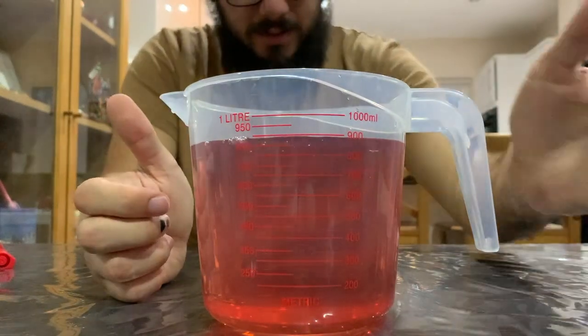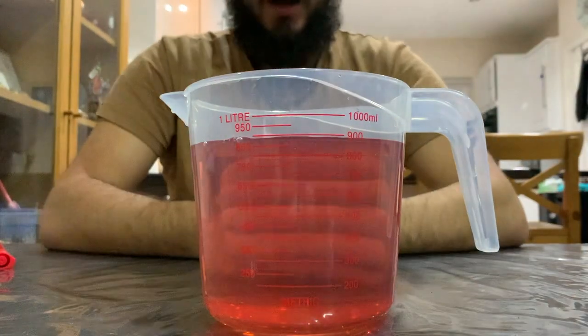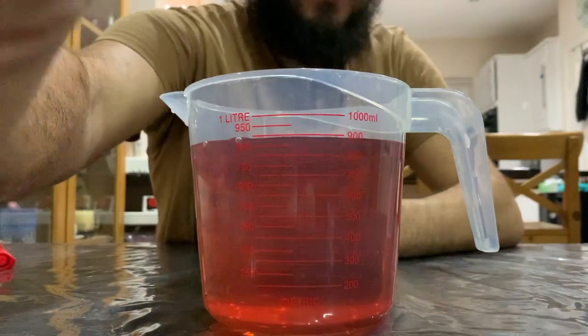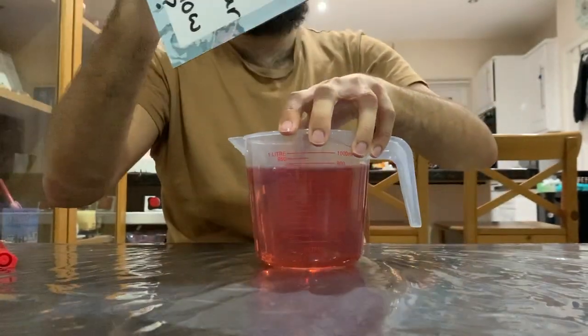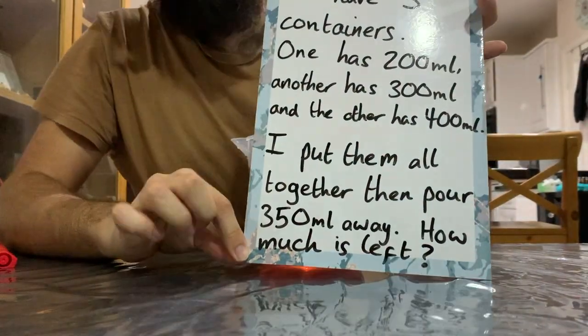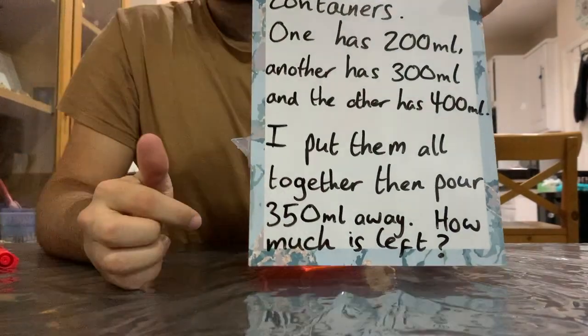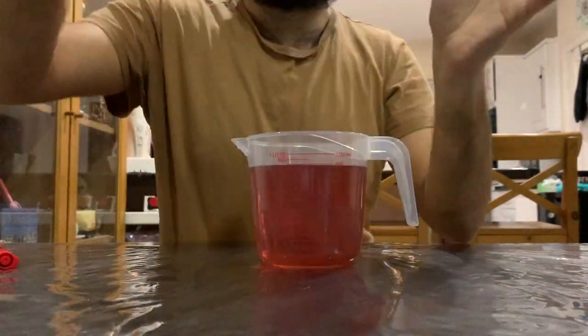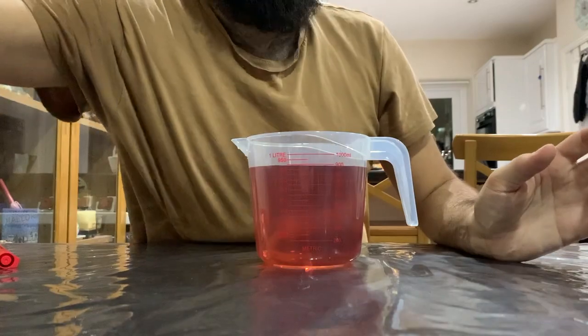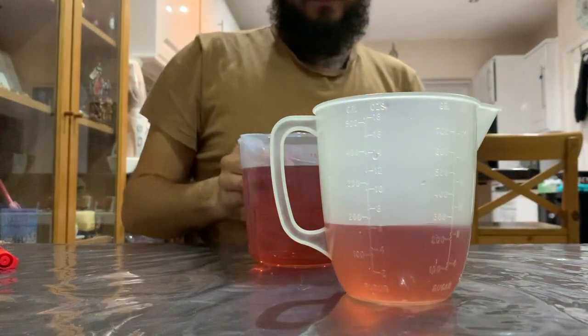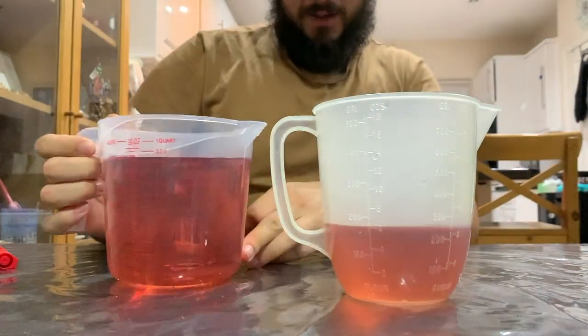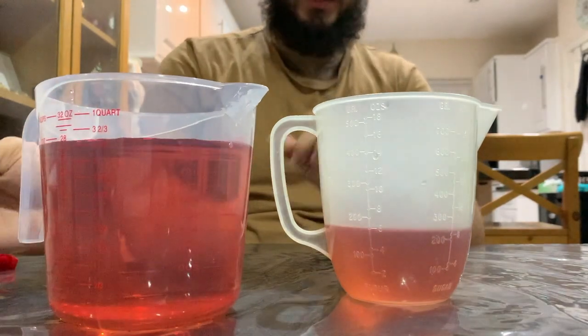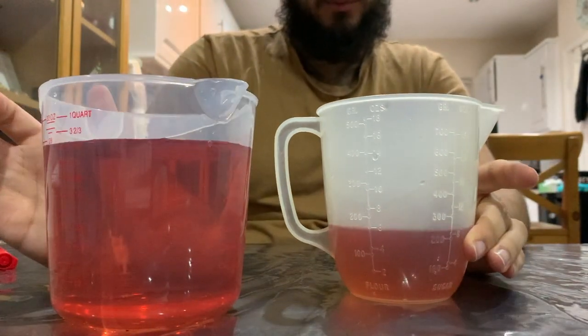So that is about 900. But the question hasn't finished yet, because I still need to pour away 350 milliliters. So I'm going to do that now. I've got a different jug here that I'm just going to pour it into. So I need to think really carefully about how I'm going to measure how much I pour away.